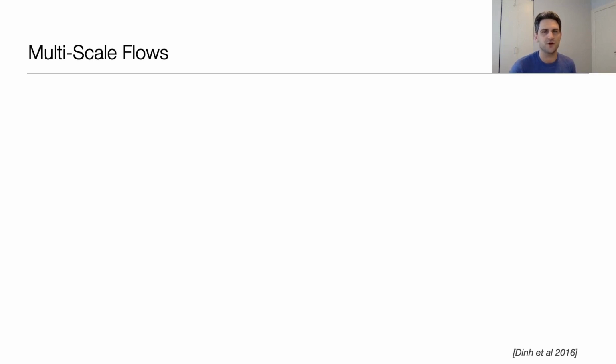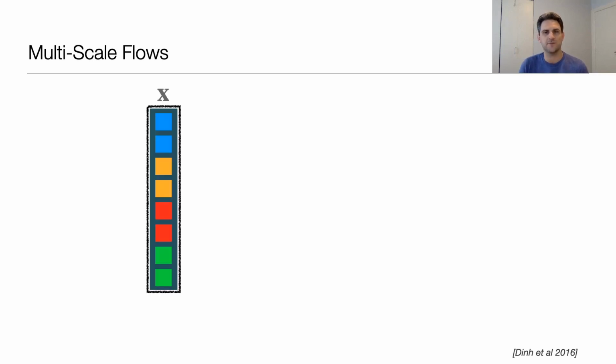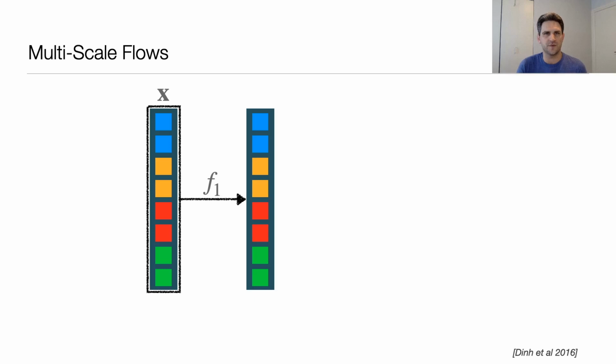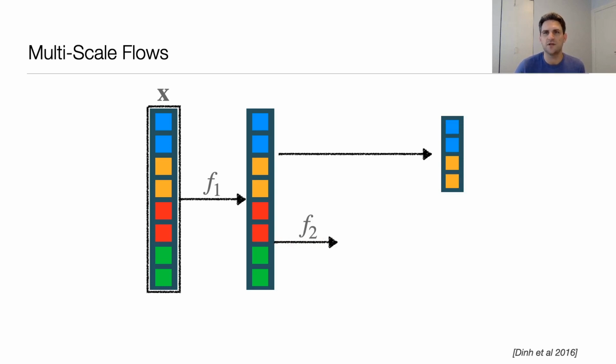So what we're going to do is we start off with our high dimensional vector x here. Maybe we apply some flow transformation f1 to it. We apply this on the full dimensionality. But now we're going to take the top half of this, split it off, and put it off to the right here. And now we're going to take the bottom half and continue processing it with, say, f2. And we're going to repeat this.